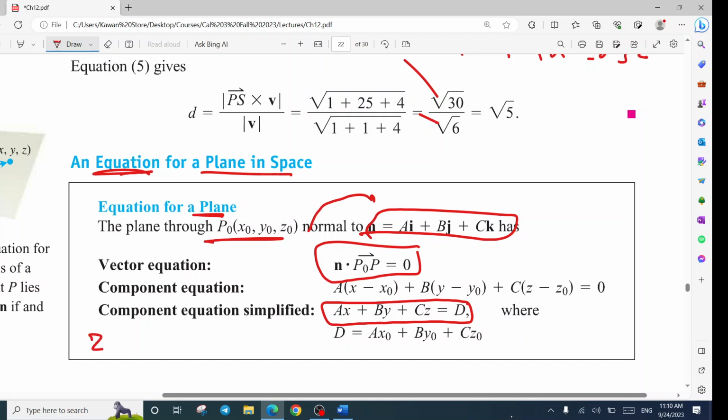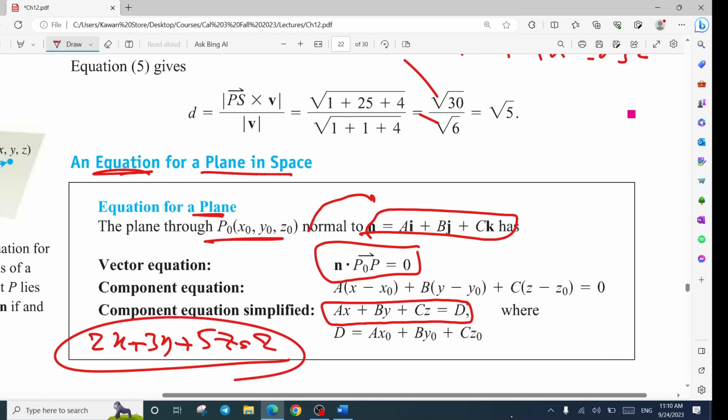2x plus 3y plus 5z equal to 2, an equation of the plane. I know this is the equation of the plane. How do you know? Because it's the simplest form of the component form. Component form is x minus x naught, y minus y naught, z minus z naught.